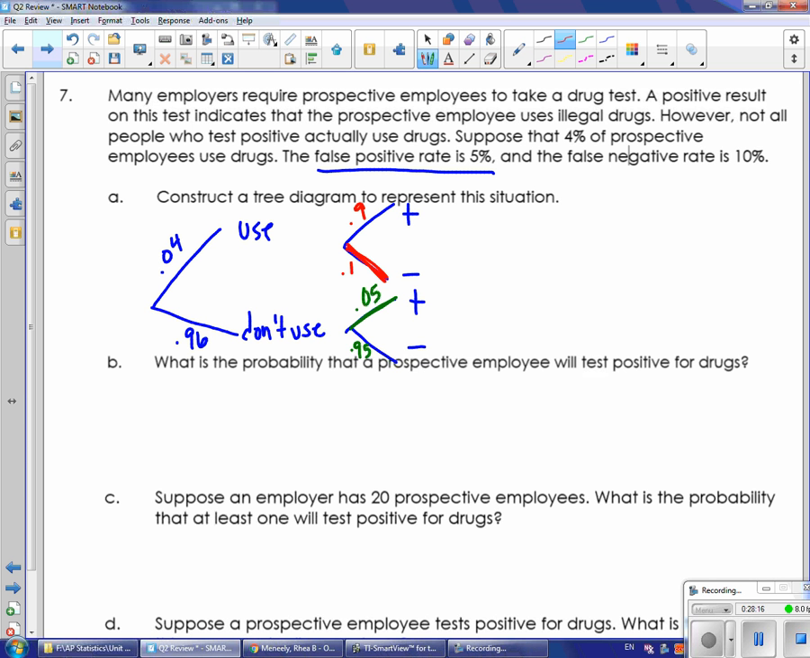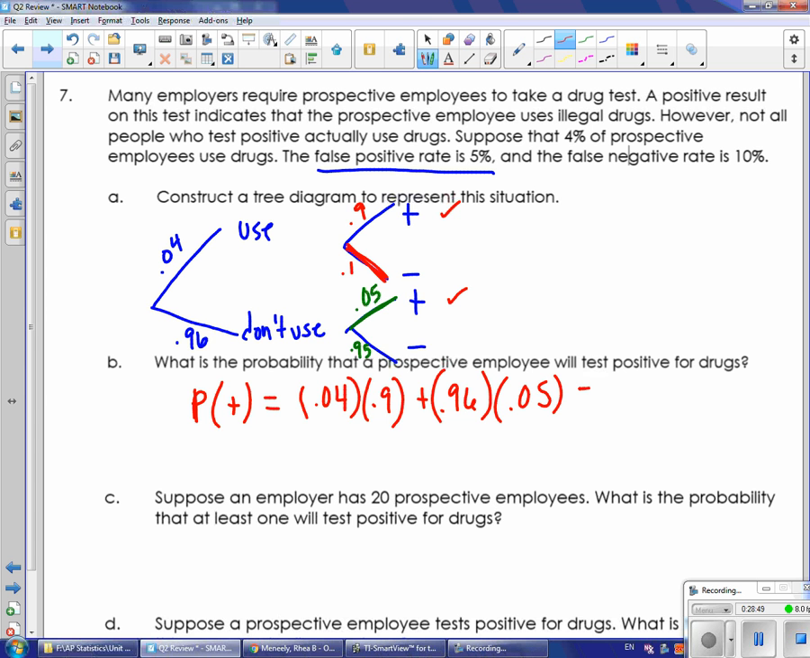Question B says, what is the probability that a prospective employee will test positive? So for the probability of testing positive, notice that there are 2 paths that I can take to get to that positive result. I can either have someone who uses and tests positive. So again, the "and," I'm going to multiply 0.04 times 0.9. Or I could find somebody who doesn't use who also tests positive incorrectly. So that would be 0.96 times 0.05.